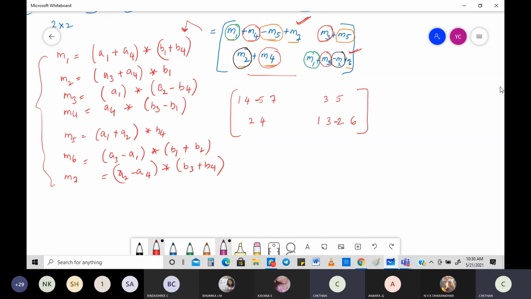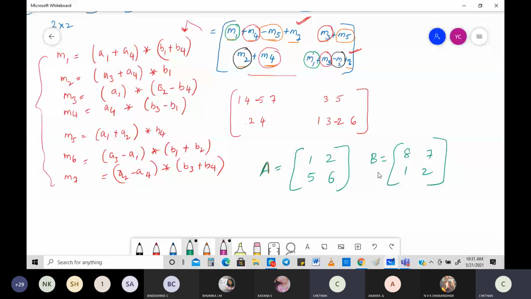If I take an example, I'm going to figure out what needs to be done. We can take the same example that is there in your textbook with regard to A and B. A is a 2 cross 2 matrix, and B is also a 2 cross 2 matrix. If I write it here itself, A is 1, 2, 5, 6, and B is 8, 7, 1, 2. These are the values I have taken.